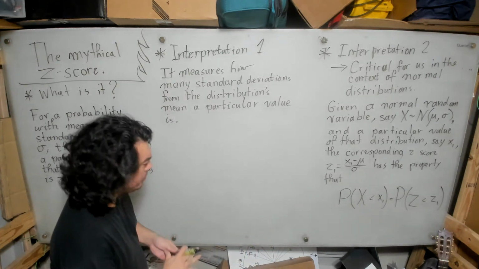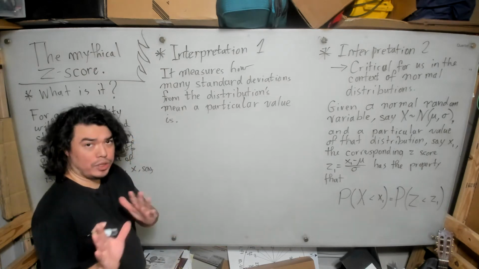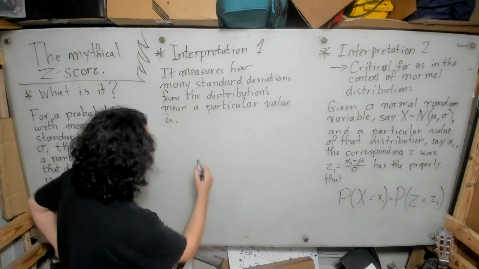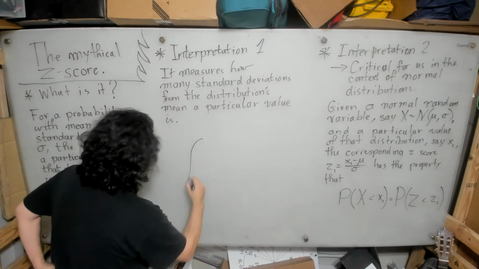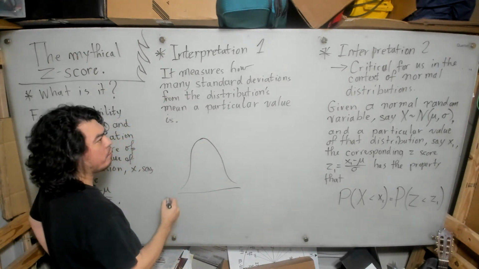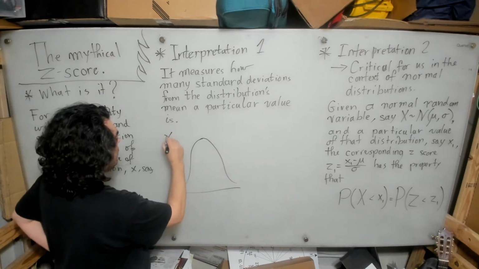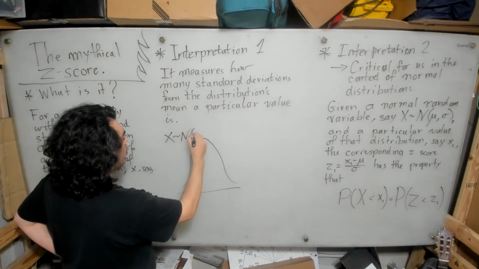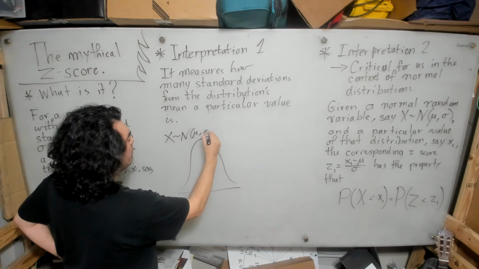So for example, visually, what this is saying is the following. If I have the normal distribution curve for my random variable x, which is normal with mean mu and standard deviation sigma.